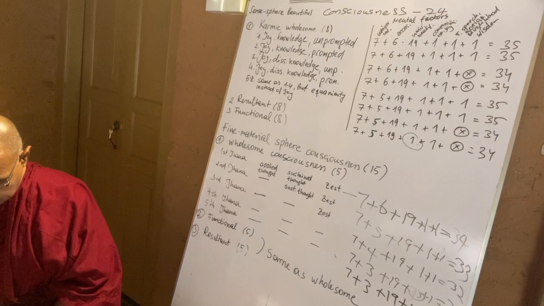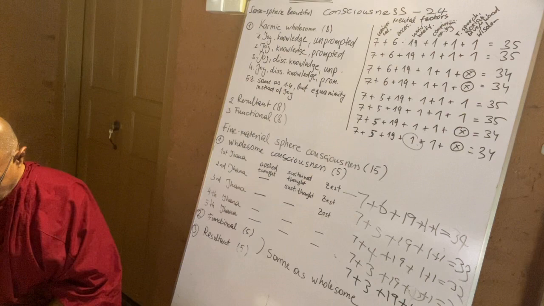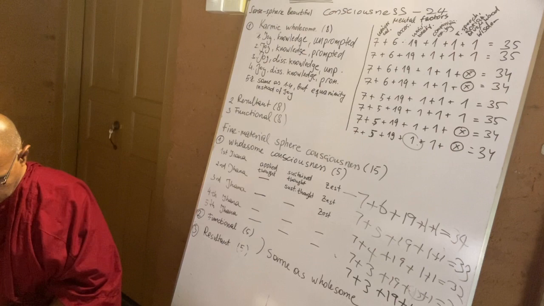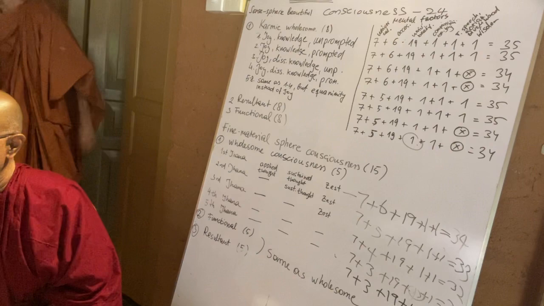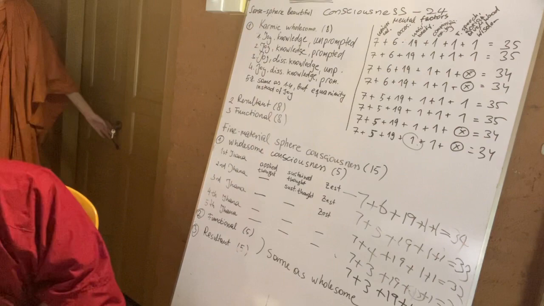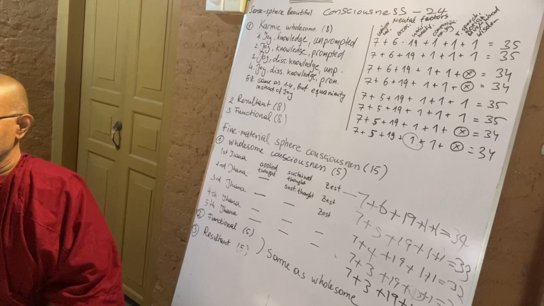Fifteen cittas fall into this category: five wholesome, five resultant and five functional. The wholesome fine material sphere cittas are experienced by worldlings and trainees. Trainees means, what's the meaning of trainees here? Trainees are sotapannas, sakadagamis and anagamis. Stream enterers, once returners and non-returners are called trainees.